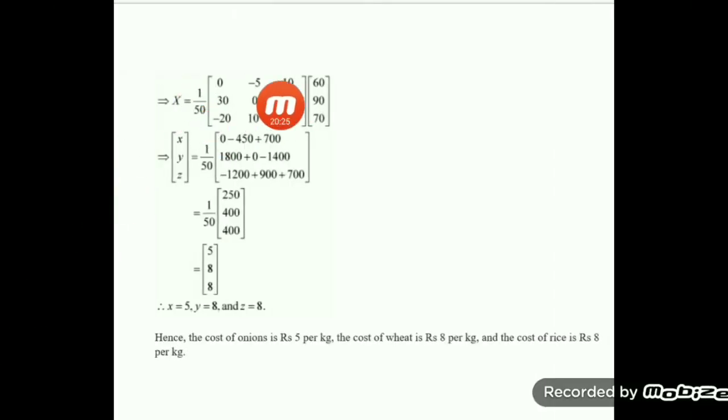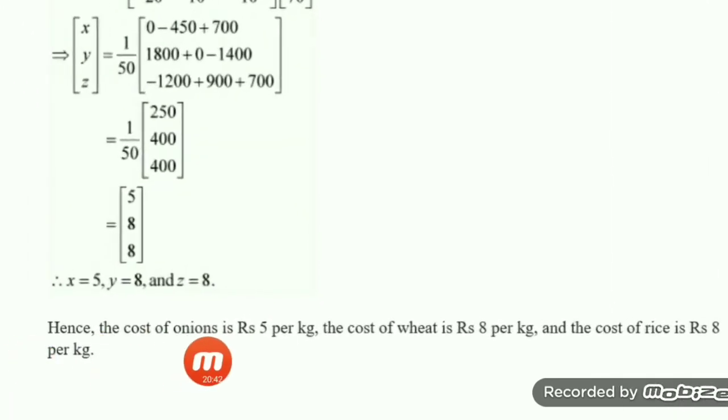1 by 50, this is A inverse and this is B. Do the calculation, keeping 1 by 50 as it is, and after doing the calculation, it is in this form, then you divide it by 50. This is 5, 8 and 8. So x equal to 5, y equal to 8, z is equal to 8. That means the cost of onion is 5 per kg, the cost of wheat is 8 per kg and the cost of rice is 8 per kg.